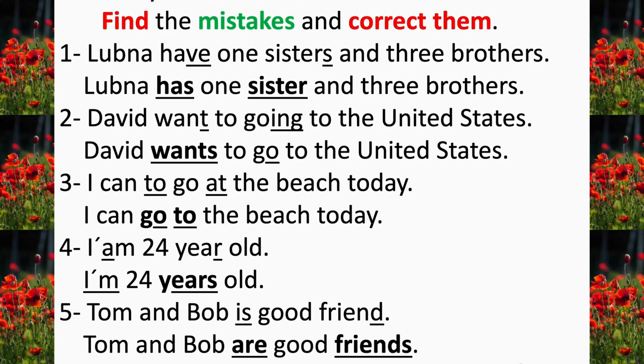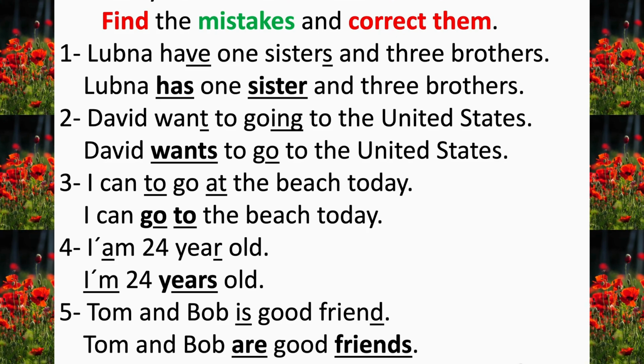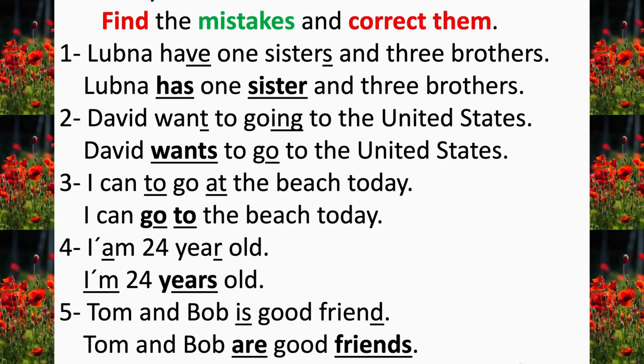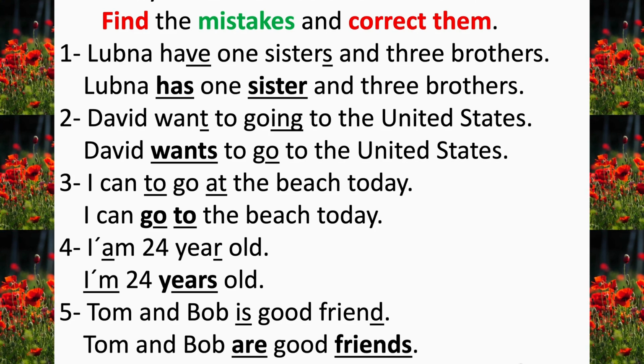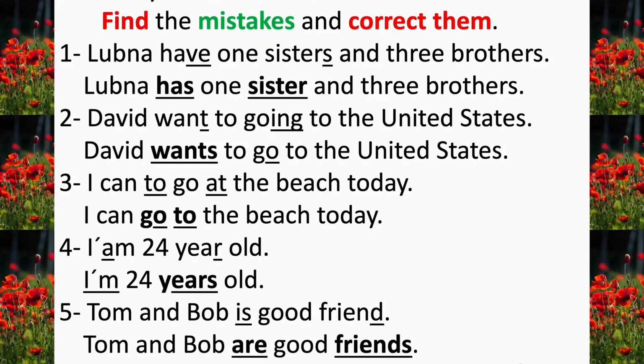Let's go to number 2. David want to go into the United States. So the problem here is with want. So with David, it means he, and in present simple he wants. David wants. We don't say to go in to the United States, especially after want. So the verb is in the infinitive, to go. He wants to go, not to go in, to go. He wants to go, or David wants to go to the United States.